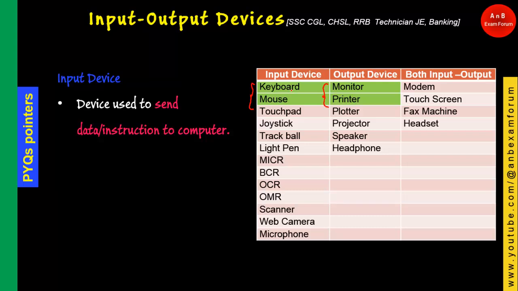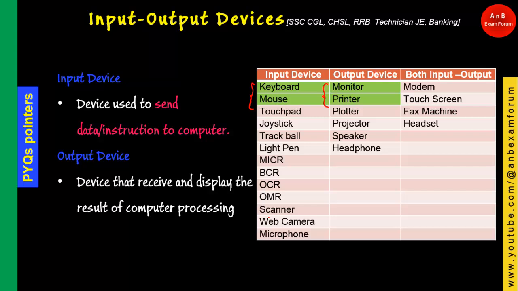If you see, the keyboard is used to send text to the computer, whereas mouse, touchpad, joystick, trackball, all these are pointing devices. They are pointing to something on the screen, so they are sending some data or instructions to the computer. There are many other input devices that we are going to see. Coming to the output device, it is the reverse of the input device.